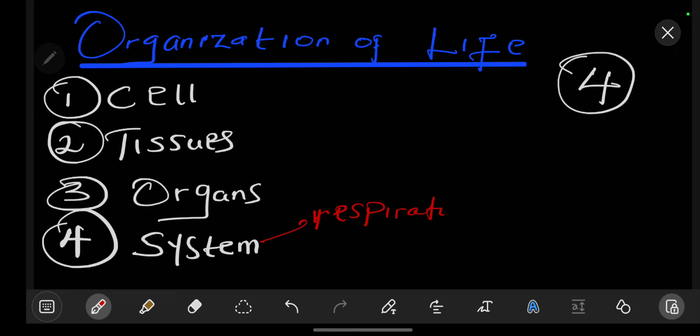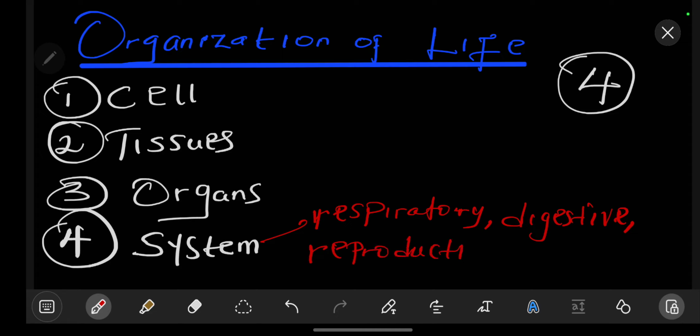respiratory systems. We have other examples like the digestive systems. We have the reproductive system and many more. So these ones are for humans and animals. Then for plants, the ones that fall on the system level, we have the roots and the shoot systems. So that is pretty much it for this video.